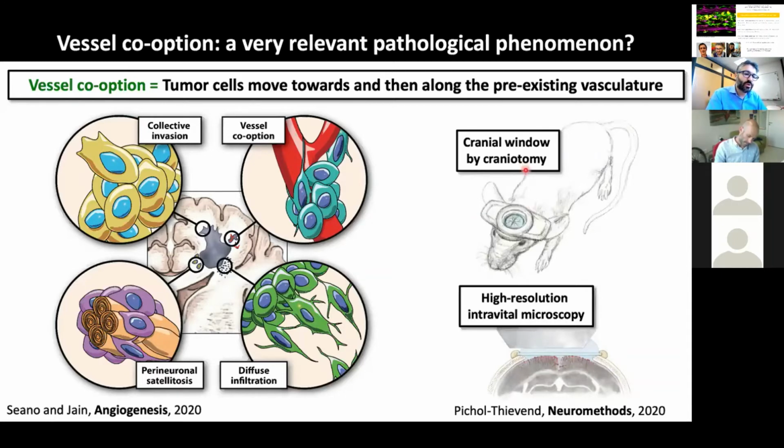So we started the project with intravital microscopy. Of course, if I'm talking here, I will talk about intravital microscopy. We tried to understand how these vascular satellitoses are formed by following them with a Fresnel window and high-resolution confocal multi-photon imaging.